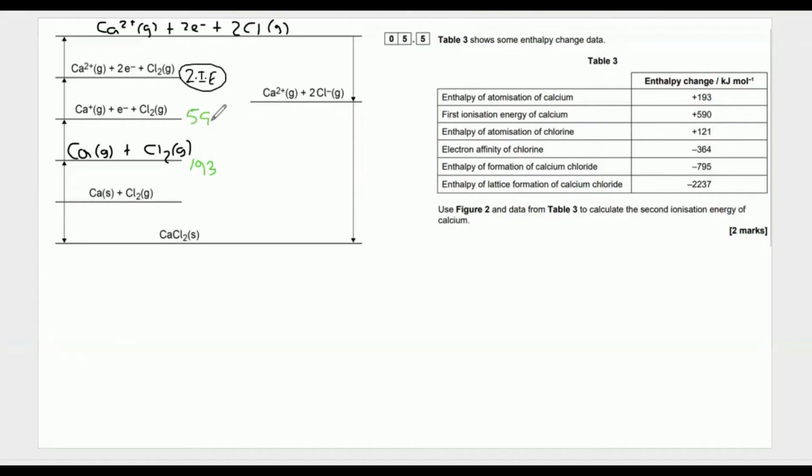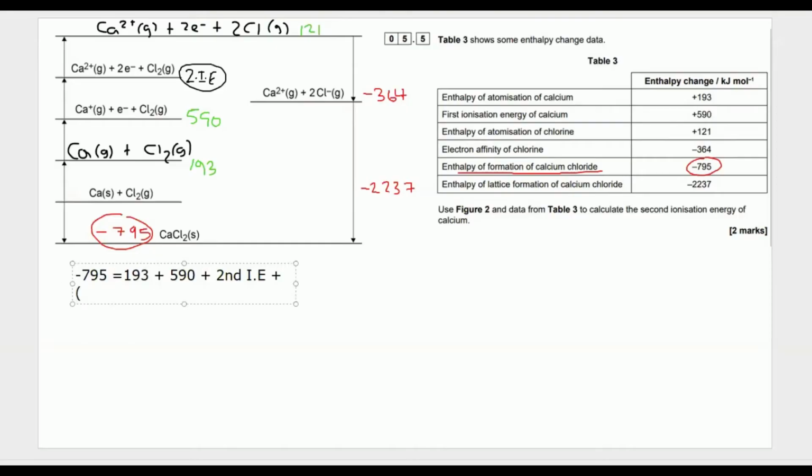So I'm writing 193 here, and that's because that is the atomization of calcium. 590 there for the first ionization energy of calcium. We don't know the second IE. We know that 121 is for the atomization of chlorine, and minus 364, which I've written in red for some reason, is the electron affinity of chlorine. And remember, it's per mole, so you have to take account of wherever they put a big 2 or a coefficient on the equation. You're going to need to multiply in those situations. And then we have minus 795 here. This is for the enthalpy of formation of calcium chloride, and minus 2237 is for the enthalpy of lattice formation of calcium chloride, and that's on the right.